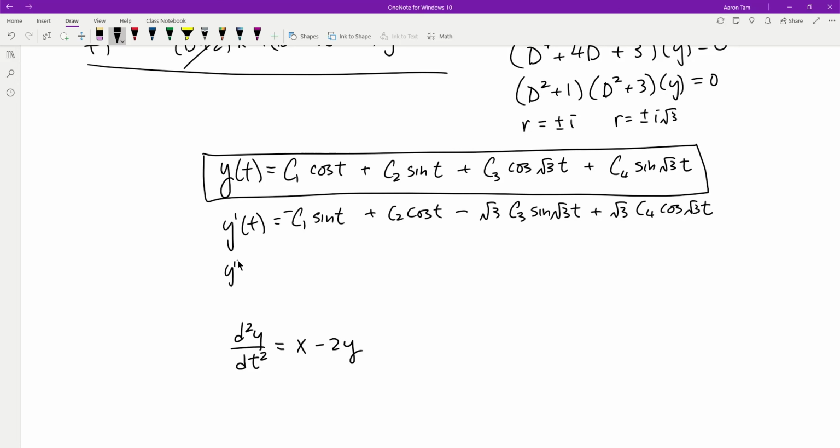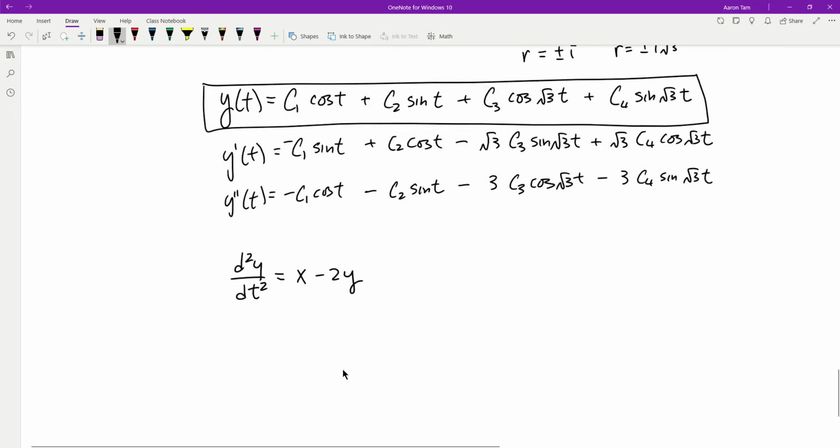And now I'm going to do my second derivative. So my second derivative is actually equal to negative c1 cosine t, negative c2 sine t, minus, this one is tricky because I'm going to have to multiply by another radical 3, so it becomes 3 c3 cosine radical 3t, I'm sorry, minus 3 c3 cosine radical 3t, minus 3 c4 sine radical 3t. So now all of them are actually minus. So that actually is okay.